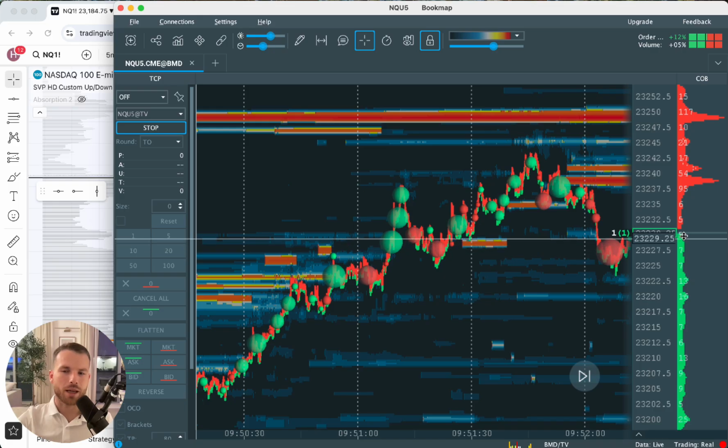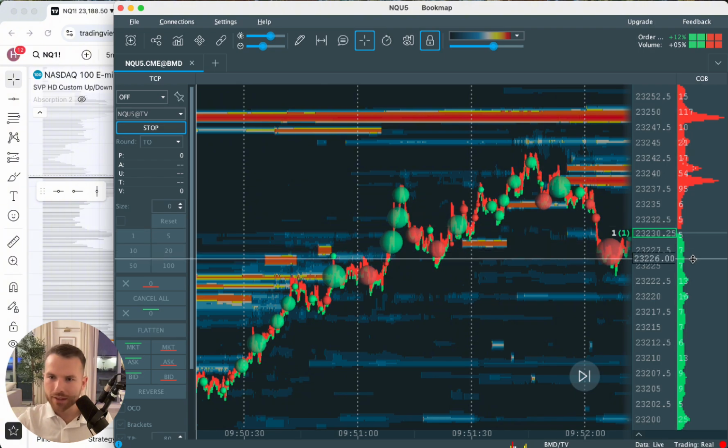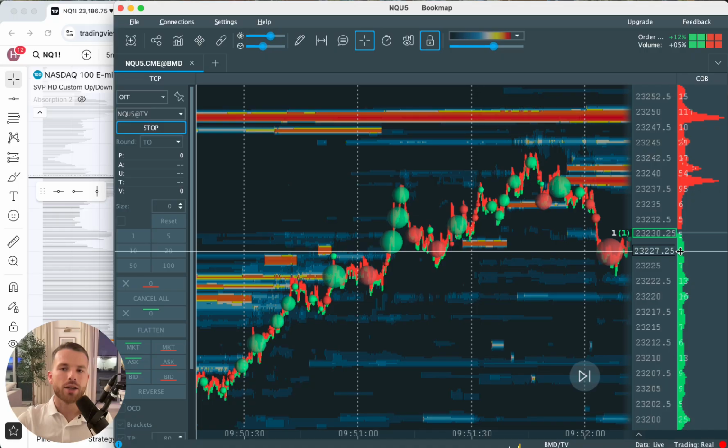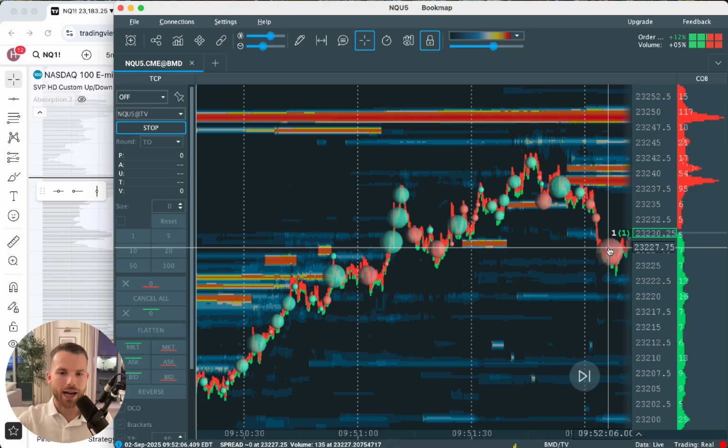You can see how many contracts are on the bid and on the ask. Meaning we have about 7, if I can see this correctly, 7, 12, 13 contracts on the bid, which means if 7 people sold at this price level, the bid should drop and we go to a lower price level. However, here we had 135 contracts that were traded, yet the market didn't go lower. So someone passively bought up all of these contracts.